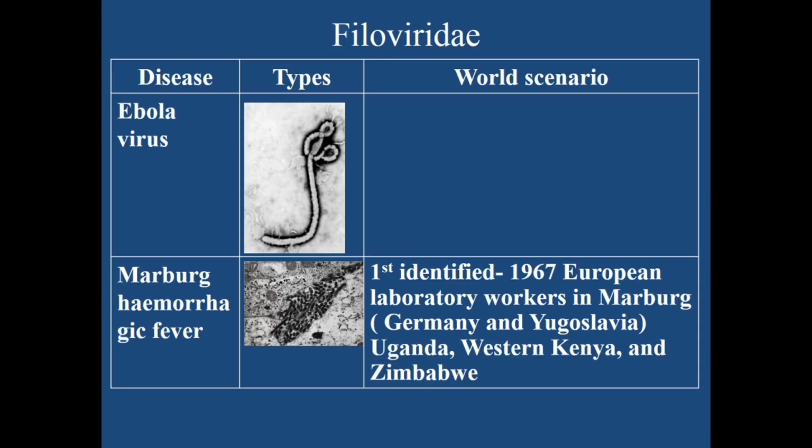So coming to the Filoviridae group, okay, these are the main groups which actually cause very high mortality. Within this group are the Ebola virus and the Marburg hemorrhagic fever virus. The Marburg virus was first identified in 1967 in a European laboratory, among workers in Marburg, which is in Germany, and Yugoslavia, but it also affects Uganda, Western Kenya and Zimbabwe. Means Marburg viruses have caused epidemics in these countries.